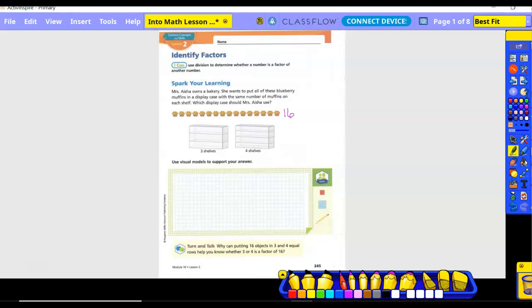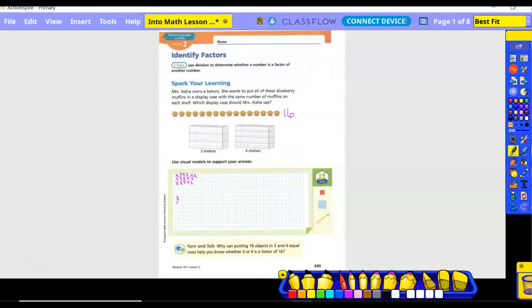Now, if I would go and do my 16, I'm going to put a little X in each box. So 1, 2, 3. And we need 3 rows, right? Because 3 rows is how many shelves you have. So 3, 4, 5, 6, 7, 8, 9, 10, 11, 12, 13, 14, 15, 16. Does that give me an equal amount on each one? No. Okay, let's try the 4.